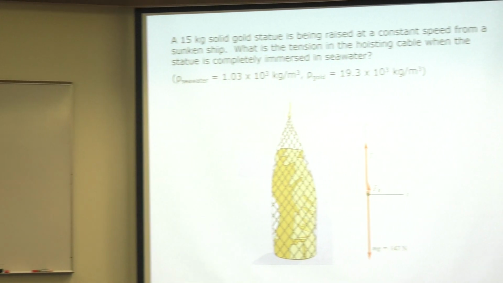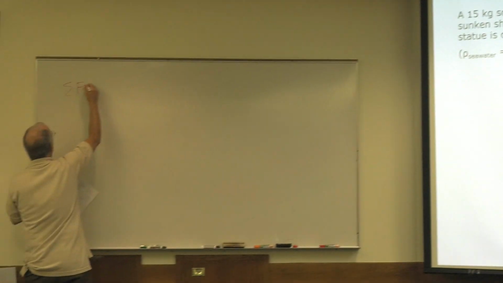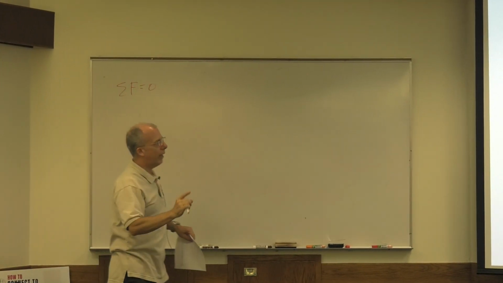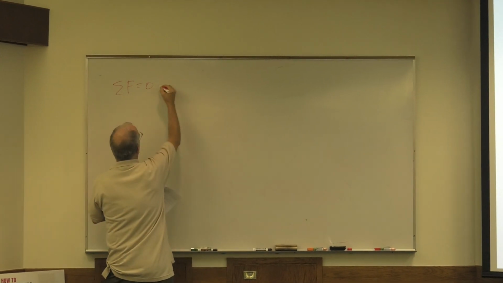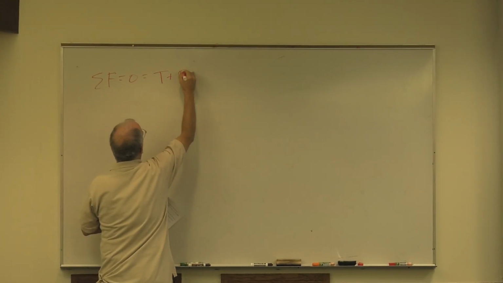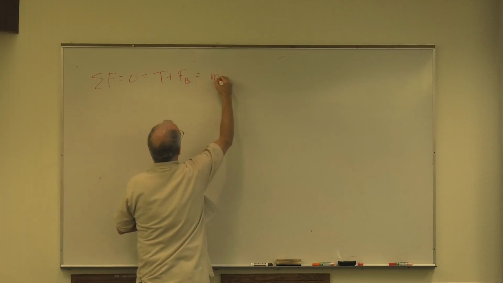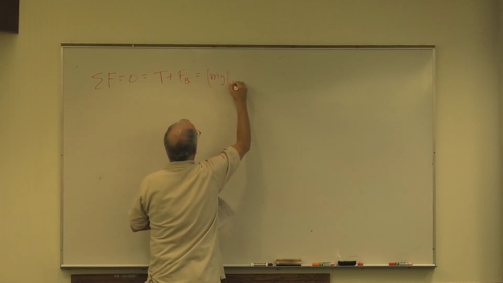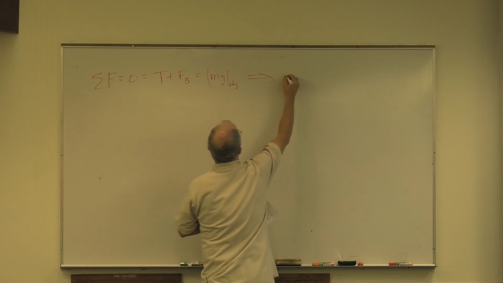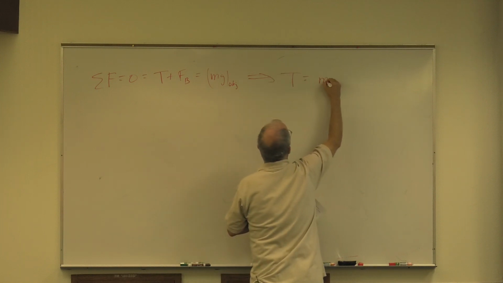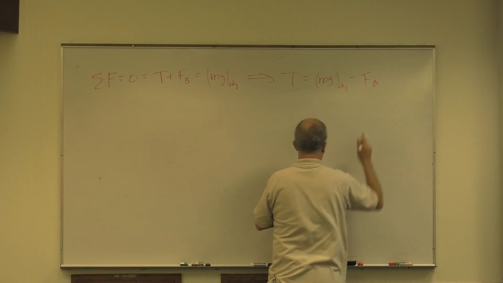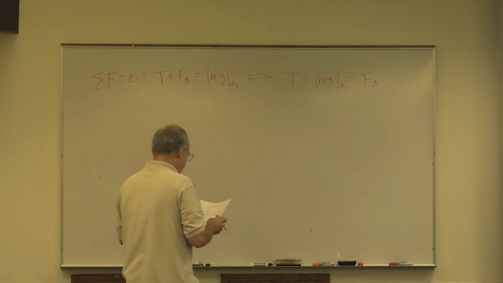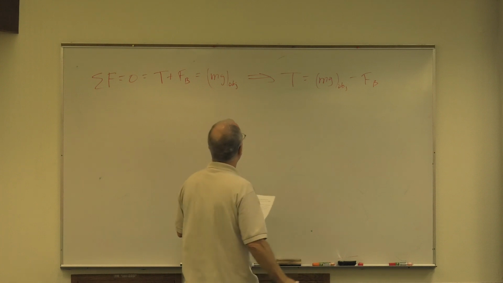So the sum of the forces equals 0. Why? Because it's being raised at constant speed, right? Okay, the sum of the forces is 0, so that equals tension plus buoyant force equals m g of the object. Therefore, the tension equals m g object minus the buoyant force. Okay, now let's do what we always do.